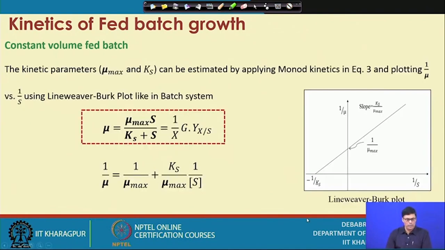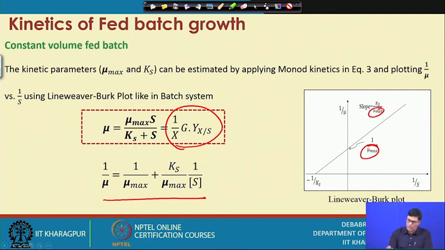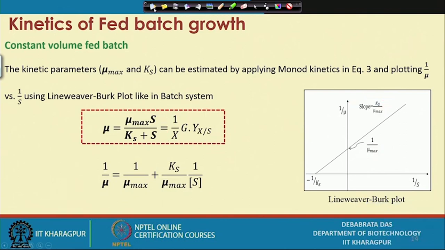Now, for the kinetics, when we take the Monod equation, mu equals mu max s by (Ks plus s), this can be equal to 1 by x0 into Y x by s, and we can write it again in this form. From this, we can calculate the value of the kinetic constants mu max and Ks.